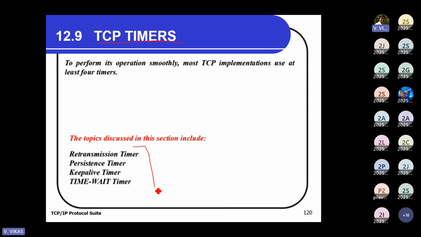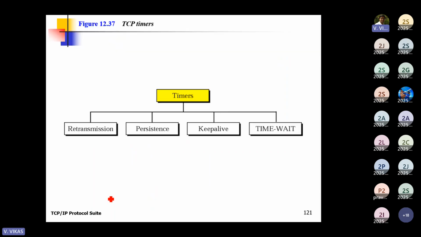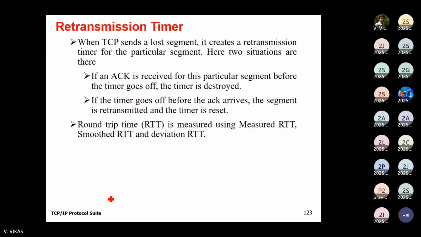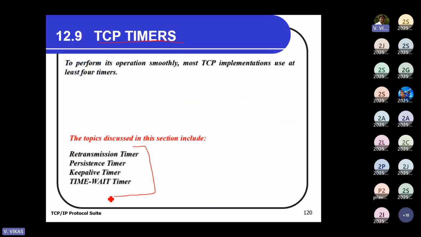Okay. So if we consider TCP, we are going to have 4 different timers. One is the retransmission timer, another one is the persistence timer, then the keep alive timer, and the time wait timer. These are the 4 timers we have in TCP. Did we hear any timers previously? Which timers have we seen previously?